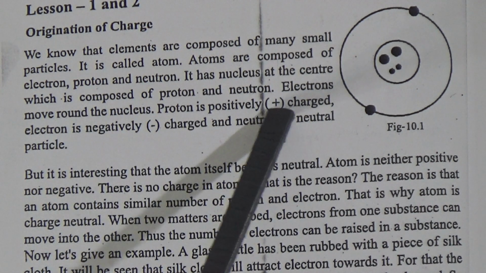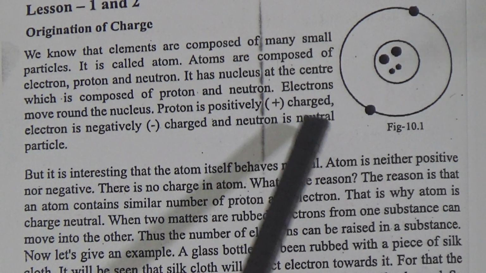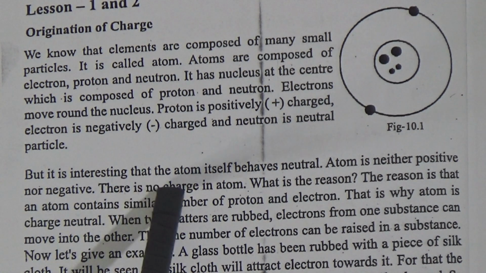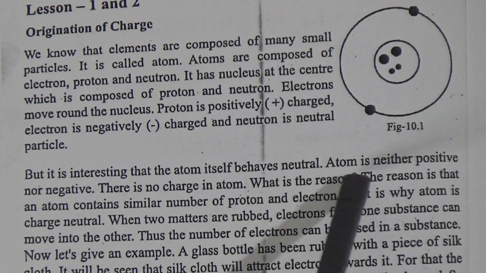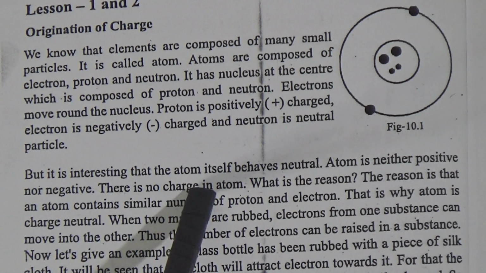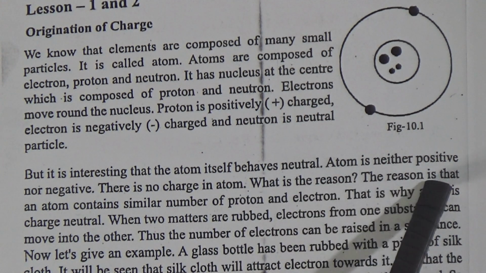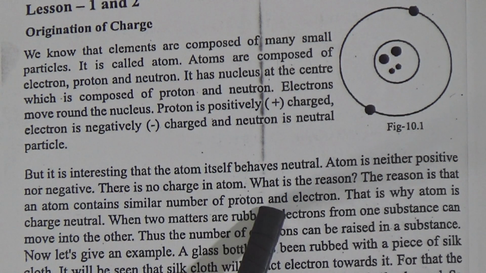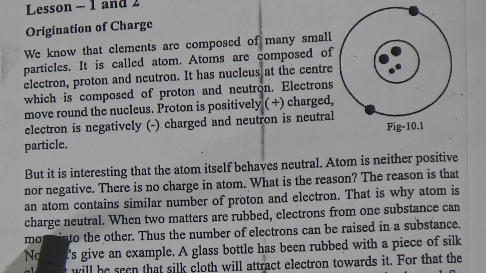Proton is positively charged, electron is negatively charged, and neutron is a neutral particle. But it is interesting that the atom itself behaves neutral. Atom is neither positive nor negative. There is no charge in atom. What is the reason? The reason is that an atom contains a similar number of proton and electron. That is why atom is charge neutral.